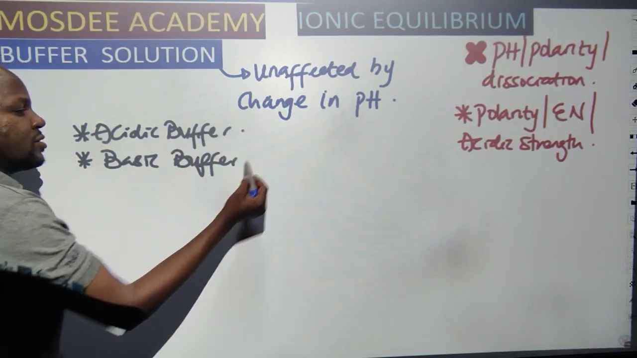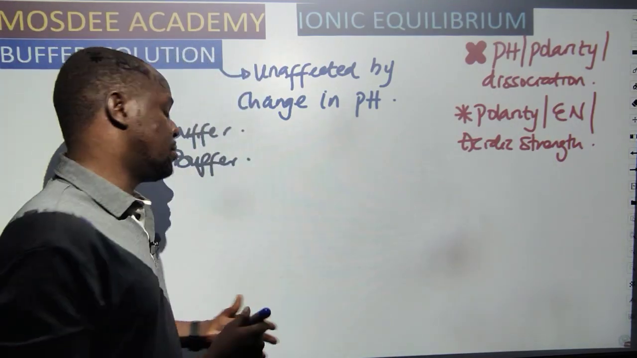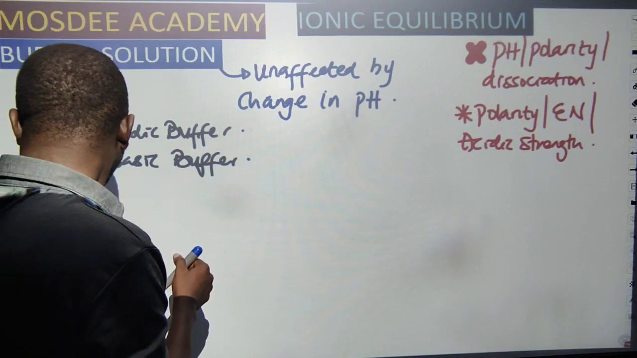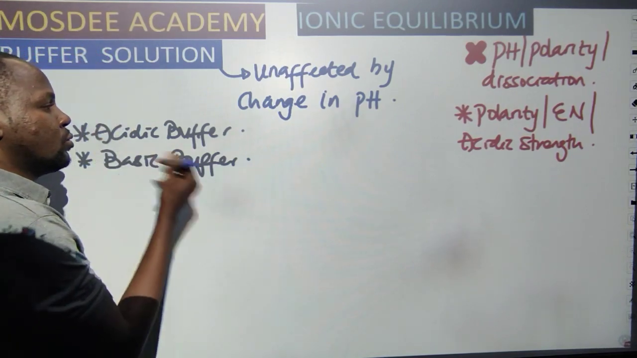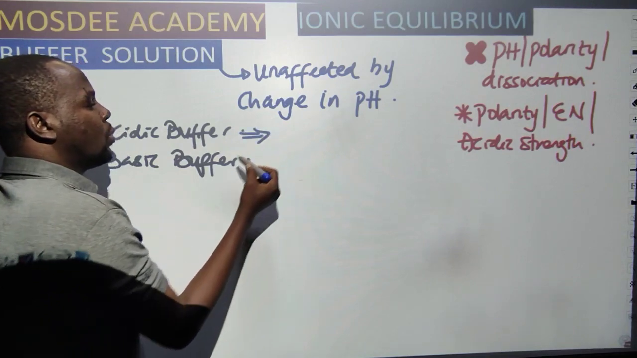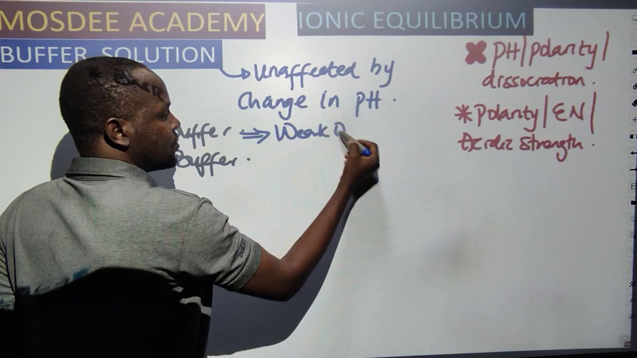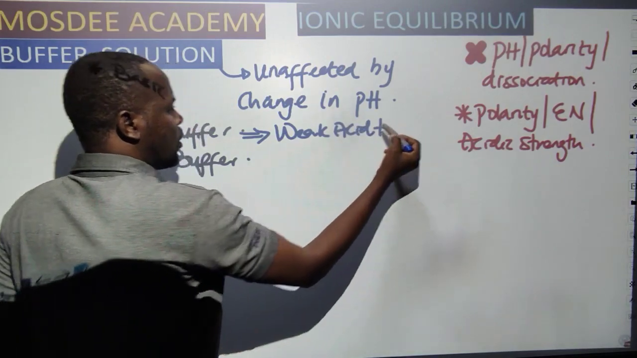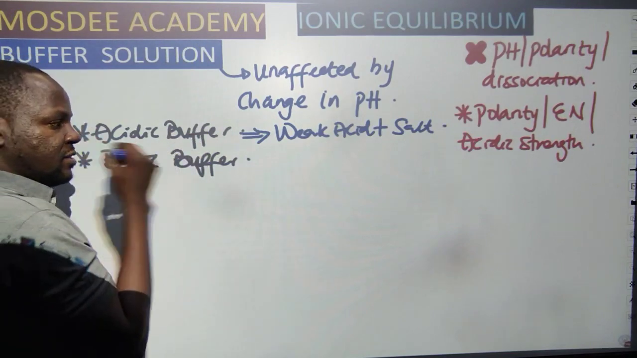So how do we form this? We say they resist a change in pH. Any definition, those are grammar, which you can all do. Now, having said that, let us understand what we call an acidic buffer. We are talking about when we mix a weak acid plus a salt of the acid, we are going to have an acidic buffer.